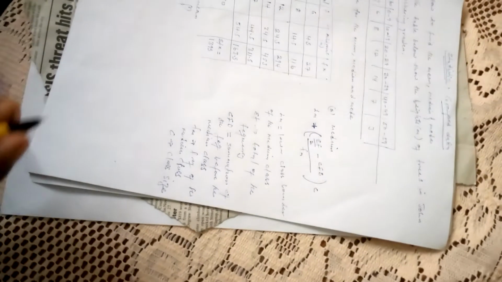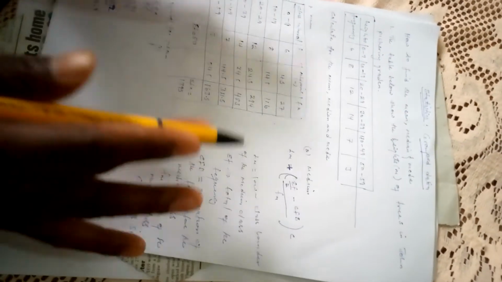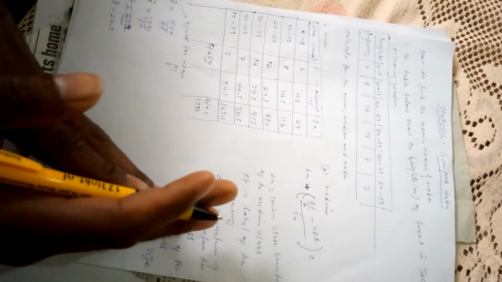So let's keep it rolling. LM means the lower class boundary of the median class. To calculate the median, as you can see, these are already arranged in ascending order. To know the one that is in the middle, remember we have 50. So the median of 50 is what? It's 25.